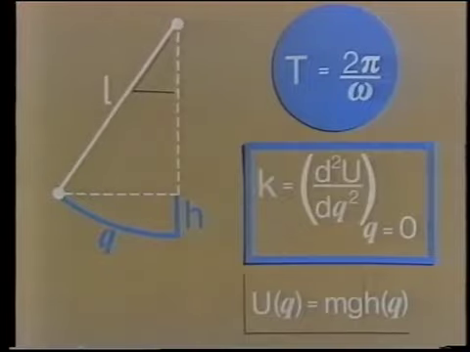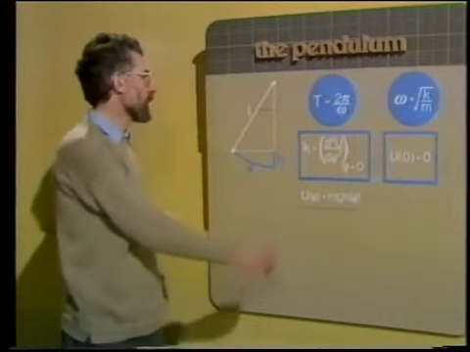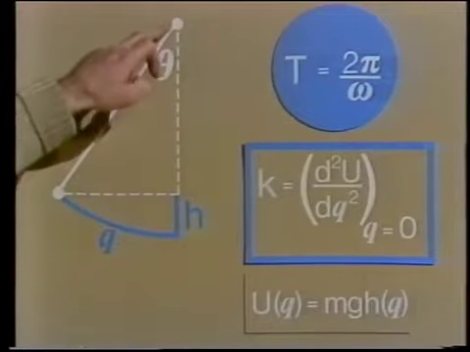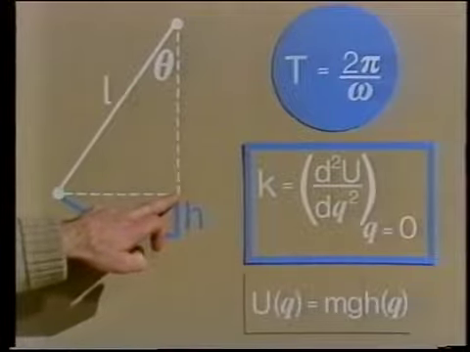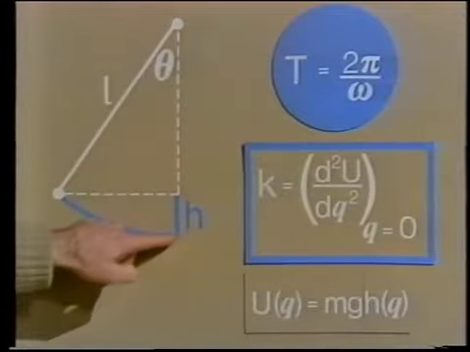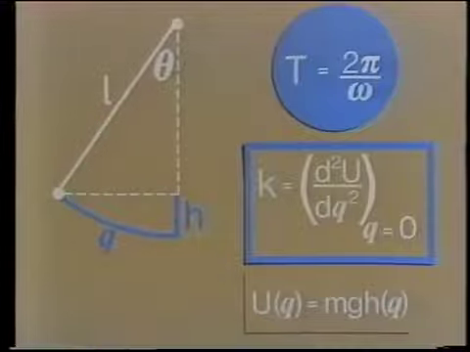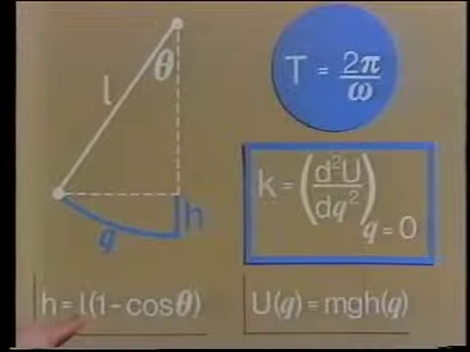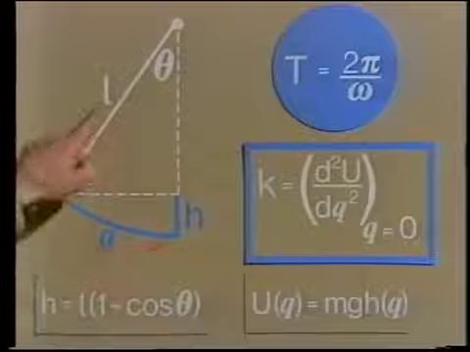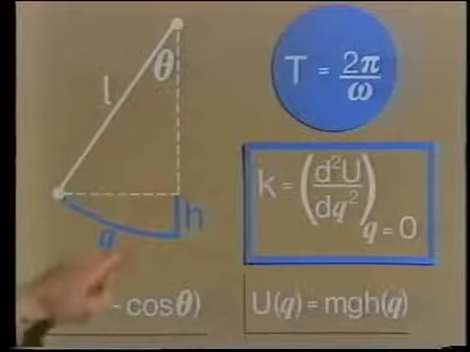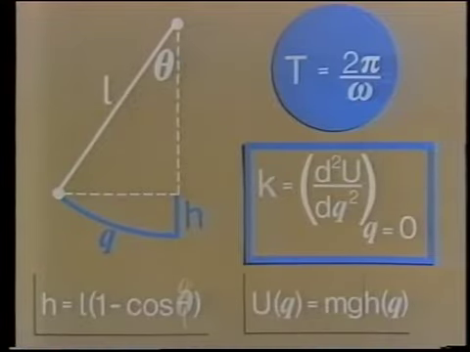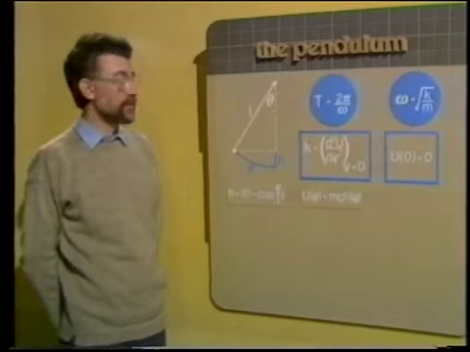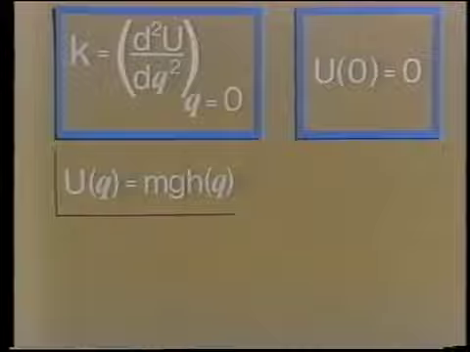So what is h in terms of q? Well, the easiest way to find h is to start by finding it in terms of this angle. Now this distance is L, so this distance is L cos theta, and h is just L minus L cos theta. I've taken out the L as a factor here just to make life a little bit easier. Now q is L times theta, and so I can rewrite h as L into 1 minus cos q over L. So now I've got h in terms of q, and substituting in the U expression will give me this for U.